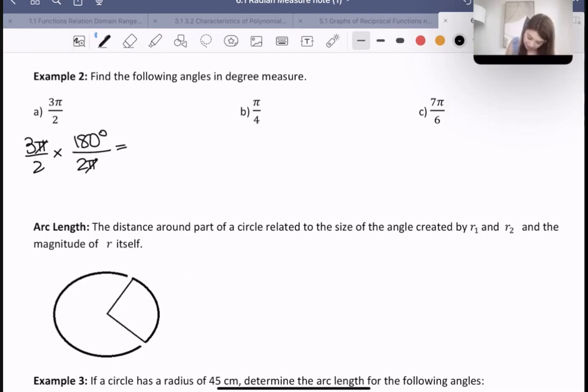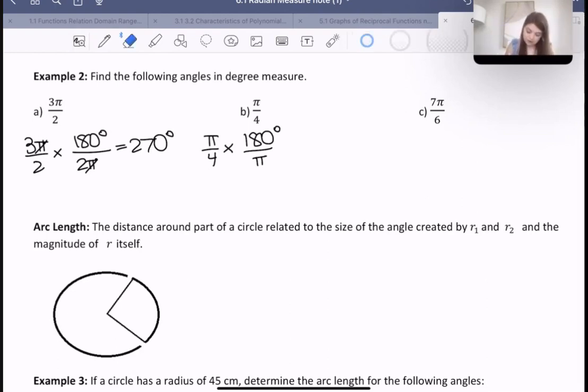And then we have 180 times 3 divided by 2. So that's 180 times 3 divided by 2, which is 270 degrees. So therefore, 3 pi over 2 radians is 270 degrees. Now what about pi over 4? We're going to multiply that by 180 degrees over pi. I got this wrong.